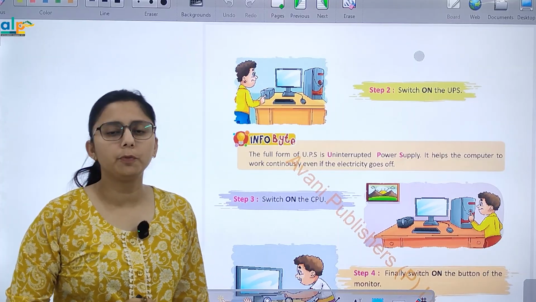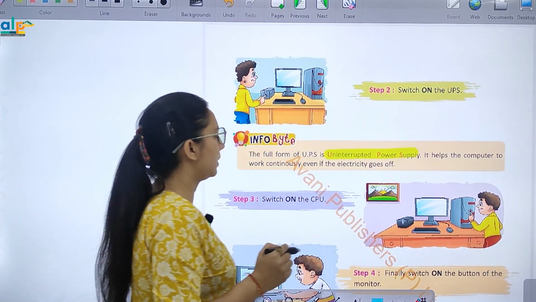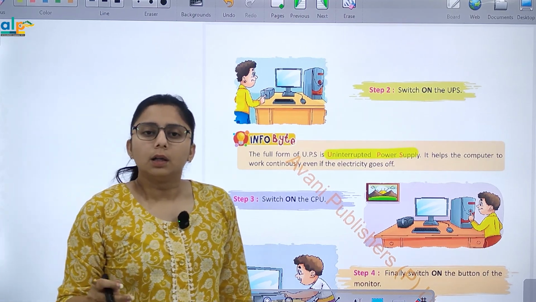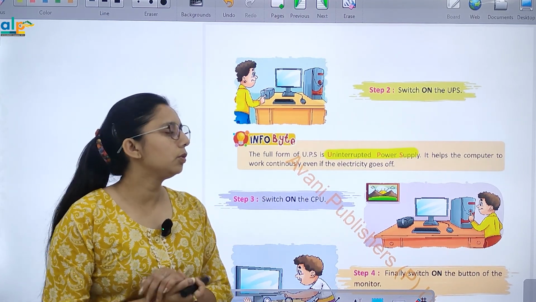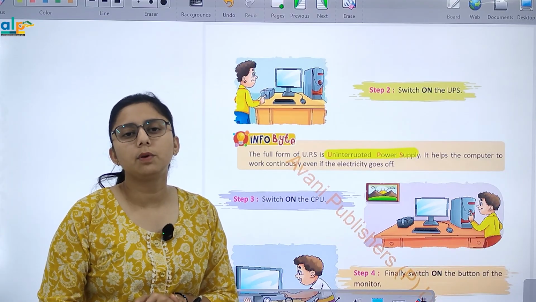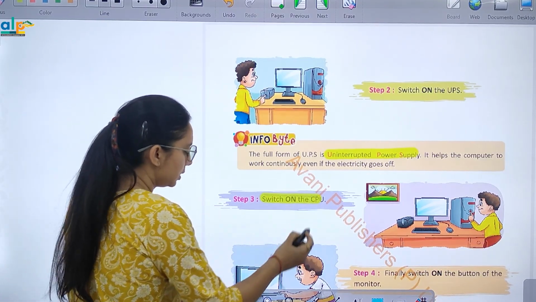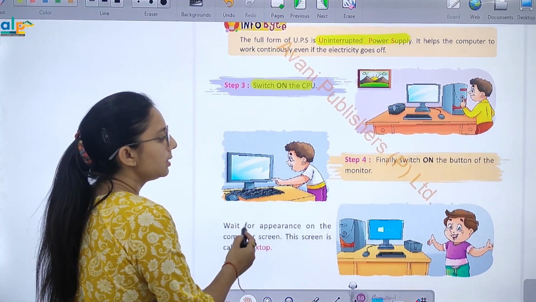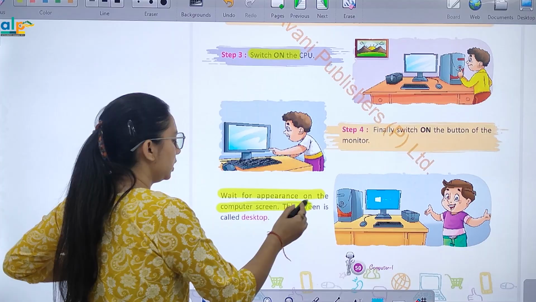And then you will switch on the UPS. What is UPS? It is uninterrupted power supply. It means that even when the electricity goes off, you can continuously work on the computer. Now then you will switch on your CPU. After that finally switch on the button of the monitor and then wait for the appearance on the computer screen.